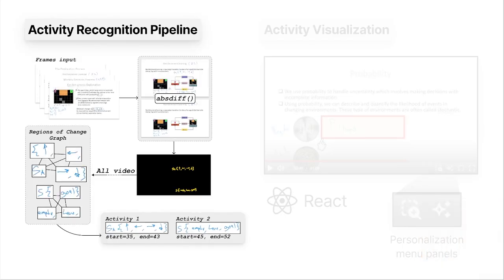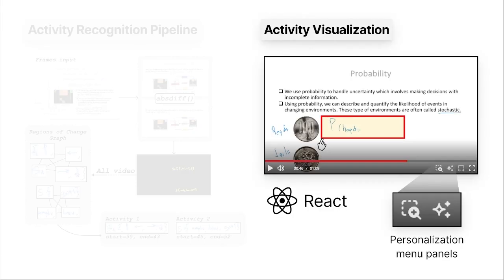VeasyGuide itself is composed of 2 main components: an activity recognition pipeline, which uses computer vision methods, as well as a graph representation of visual changes that allows us to detect activities, and activity visualization, which is implemented as a web-based application, so activities can be changed and customized on the fly.